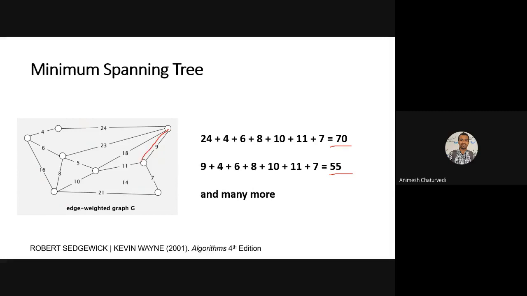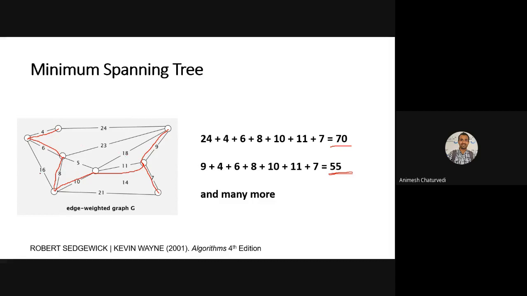You have one with this 9 edge, one with this 4, one with this 6, one with this 8, one with this 10, one with this 11. Now you have 7 left, one more node left with the 7. So you have created this one with 55. Now is it the lowest? Can you see some edge which is of lower size?